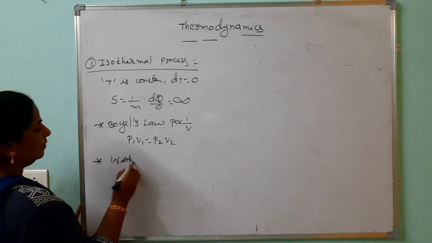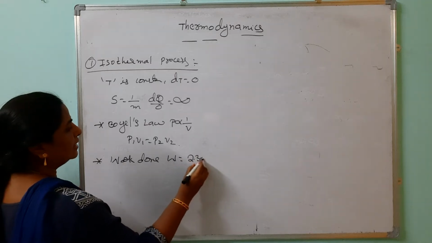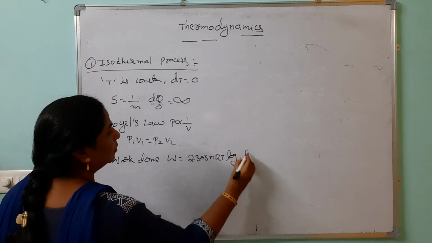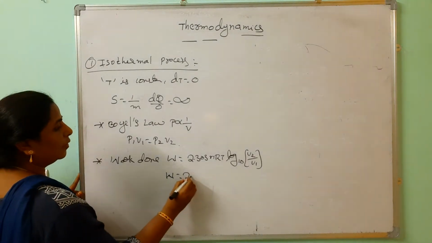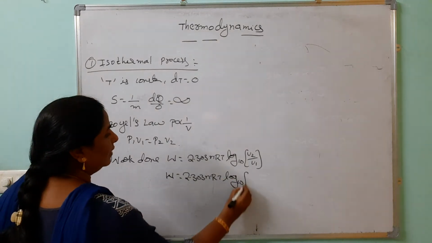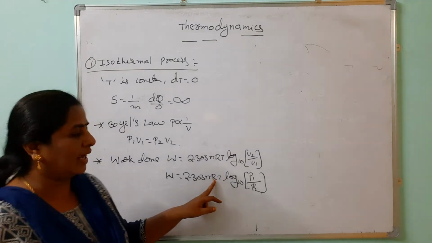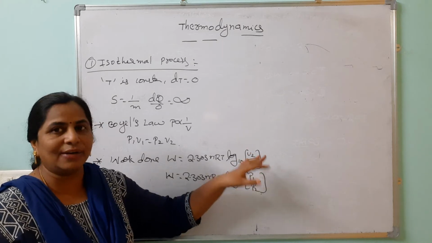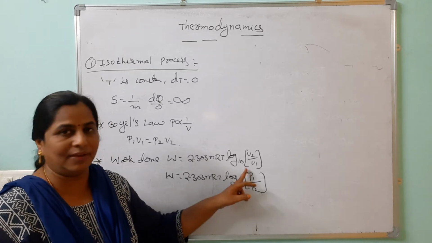Work done in an isothermal process is 2.303 nRT log 10 V2 by V1. In terms of pressure also you can express it, that is 2.303 nRT log 10 P1 by P2. So n is the number of moles, R is the universal gas constant and T is the absolute temperature. If they are giving the volumes, we can use this one. If they are giving in terms of pressure, we can take this one.